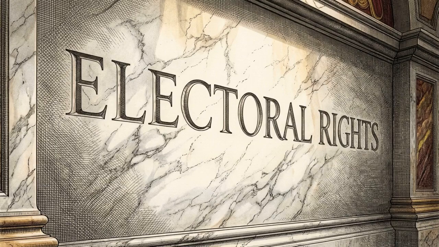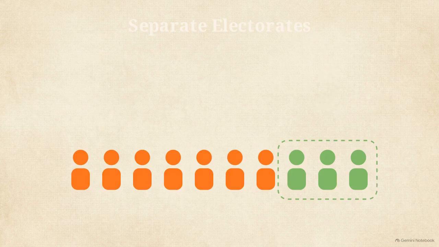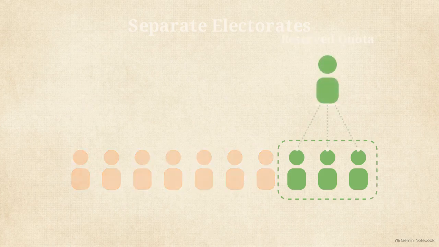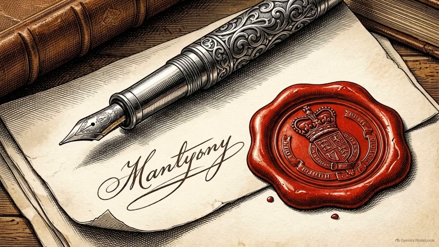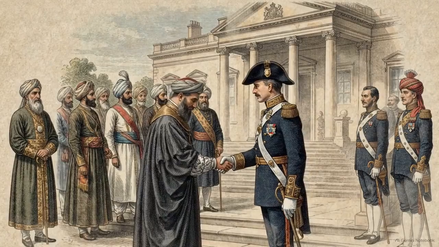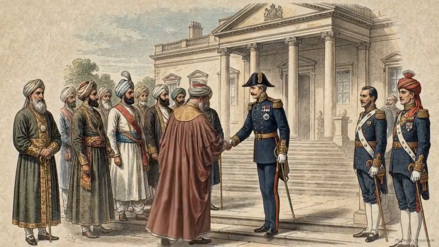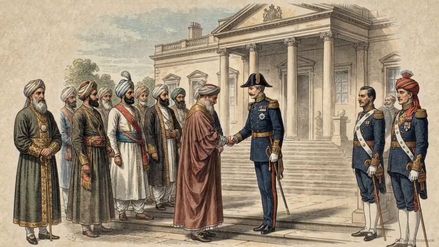Their central requirement was a system of separate electorates. This meant Muslim voters would exclusively elect Muslim representatives, based on a reserved quota of seats in all representative bodies. Viceroy Minto expressed sympathy for their position and promised to take the demands directly to the British government, highly encouraging the delegation. The Simla deputation proved that unified constitutional action yielded tangible results. They now needed to institutionalize this momentum permanently.